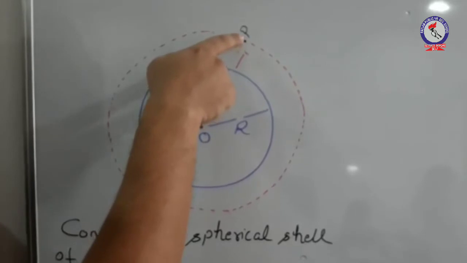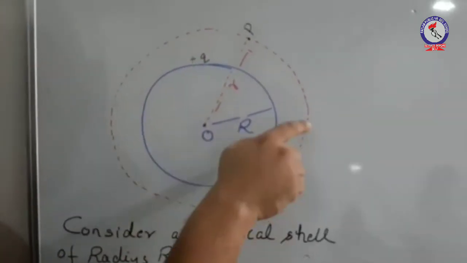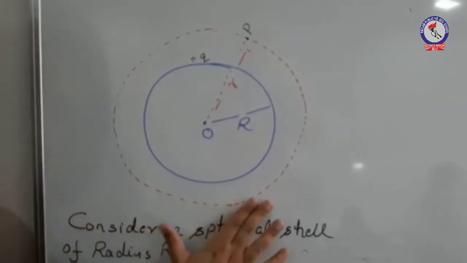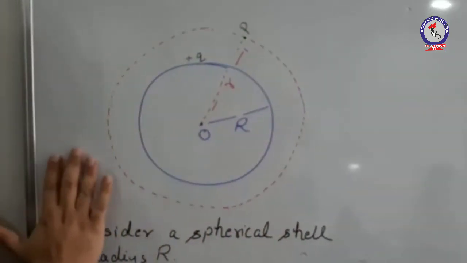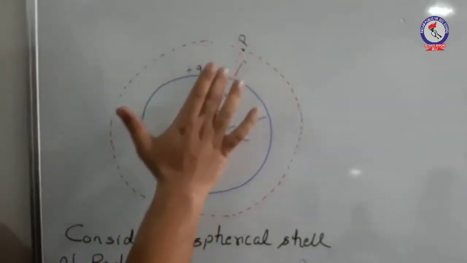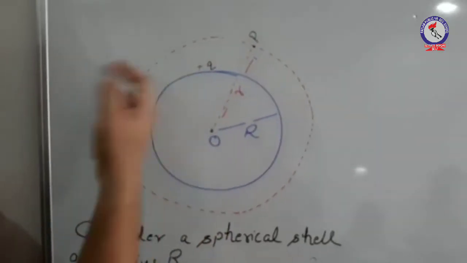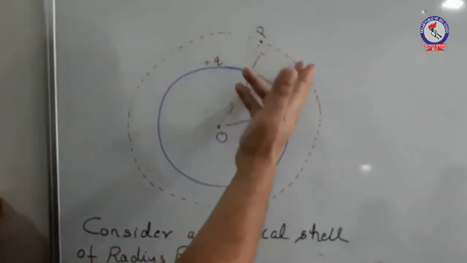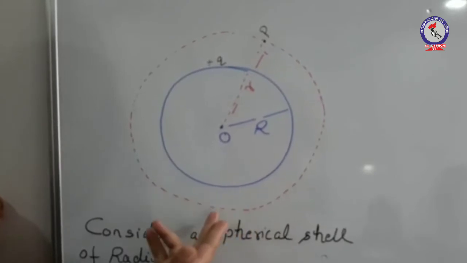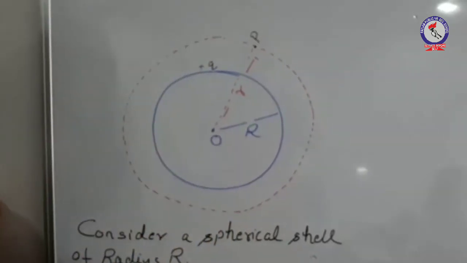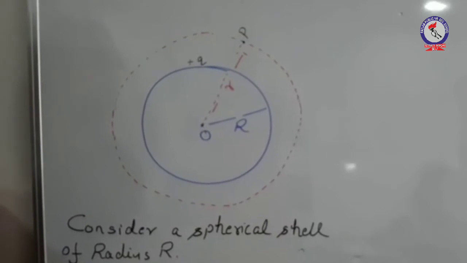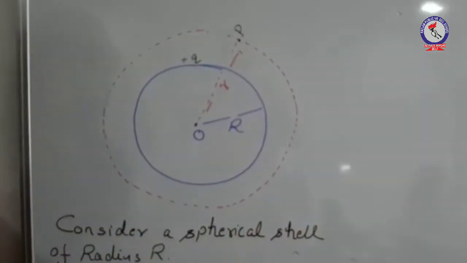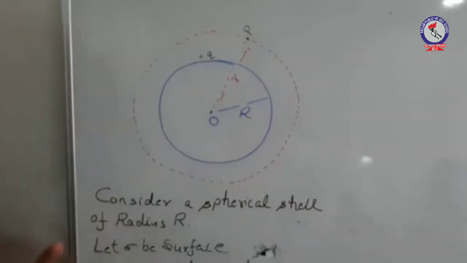If I rotate this point P all around this shell, you will get an imaginary sphere. Therefore, we will assume this imaginary sphere as a Gaussian surface on the surface of which we will be calculating field intensity due to this positive charge. An important thing is that as this outer shell is always at an equal distance from the center, the magnitude of field intensity at any point on the surface will be uniform. Now, let us derive the expression.